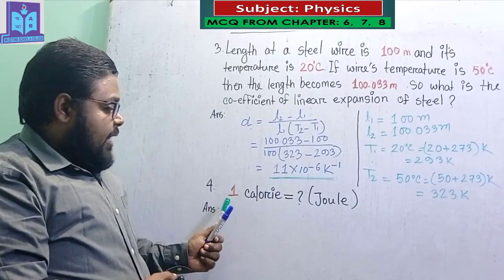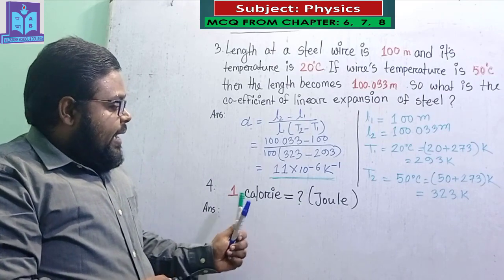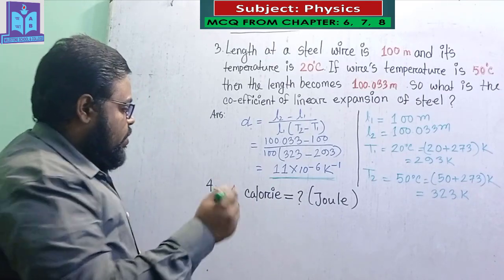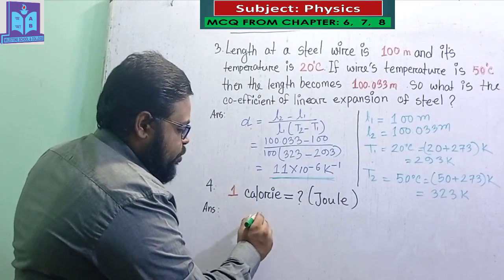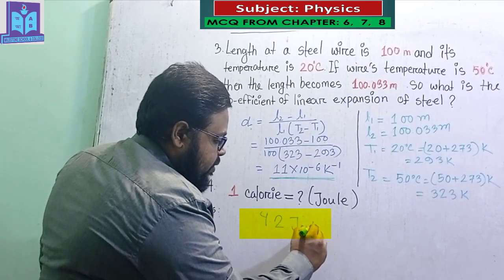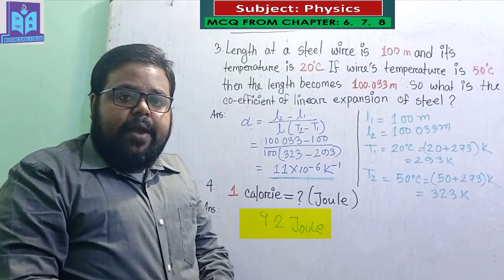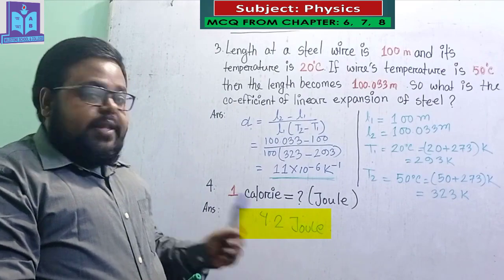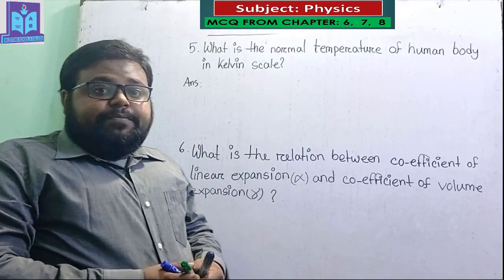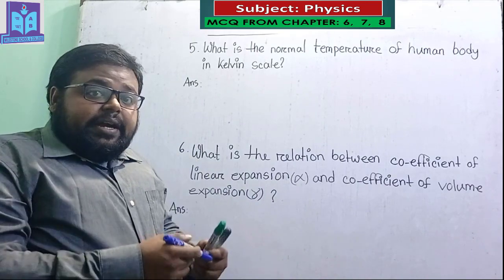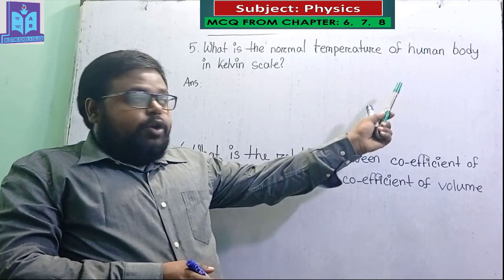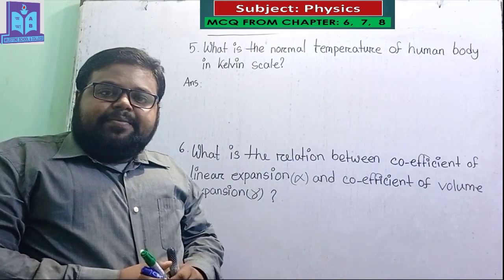Here the question is, 1 calorie equals how many joules? And we know that 1 calorie equals 4.2 joule. And you have to memorize this value. So dear student, this is our number 5 question. And here you can see, what is the normal temperature of the human body on the Kelvin scale?